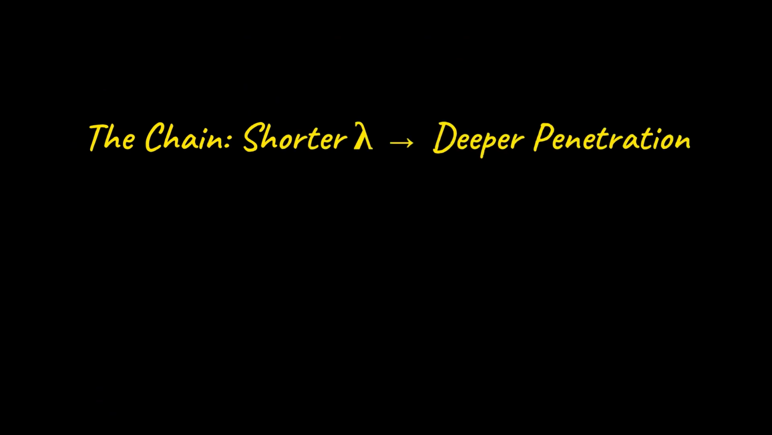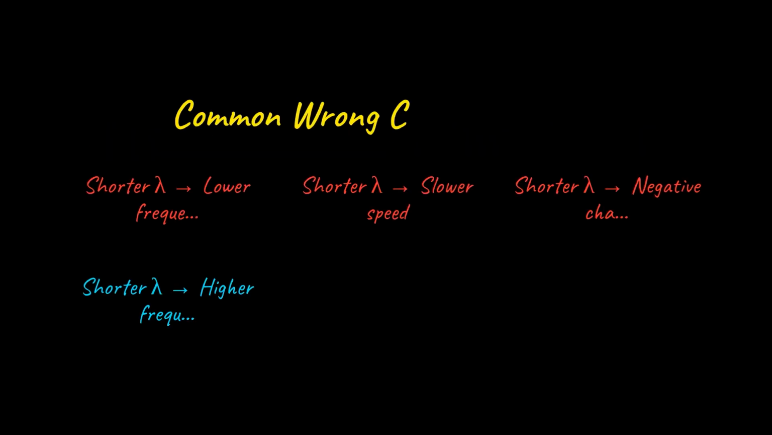The chain runs in one direction. Shorter wavelength forces higher frequency. Higher frequency means greater energy per photon, and greater energy means deeper penetration through dense tissue. Each step is forced by the one before it, with the fixed speed of light holding the whole relationship together.